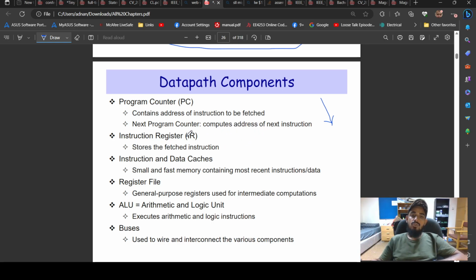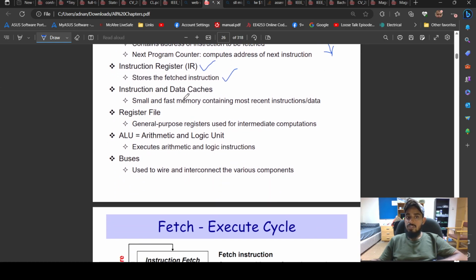Then we have the instruction register, which stores the fetched instruction. Whichever instruction is going to be fetched, the instruction register stores it. Then we have instruction and data caches, small and fast memory containing the most recent instructions and data. Whatever the recent instruction is that is fetched, it is stored in the instruction cache.